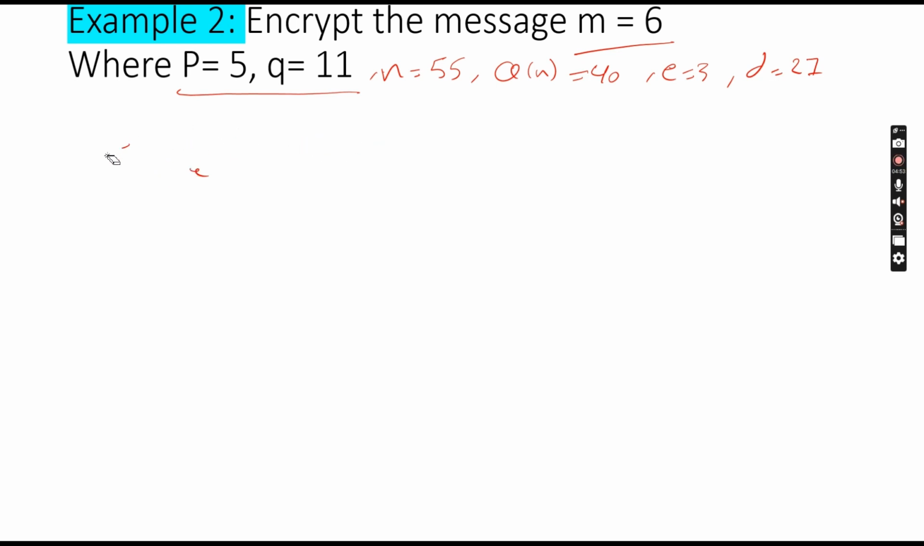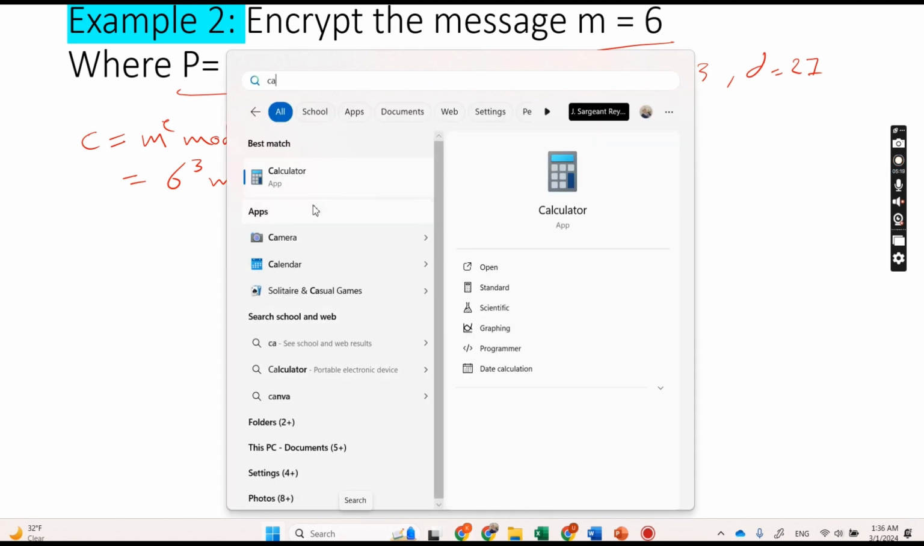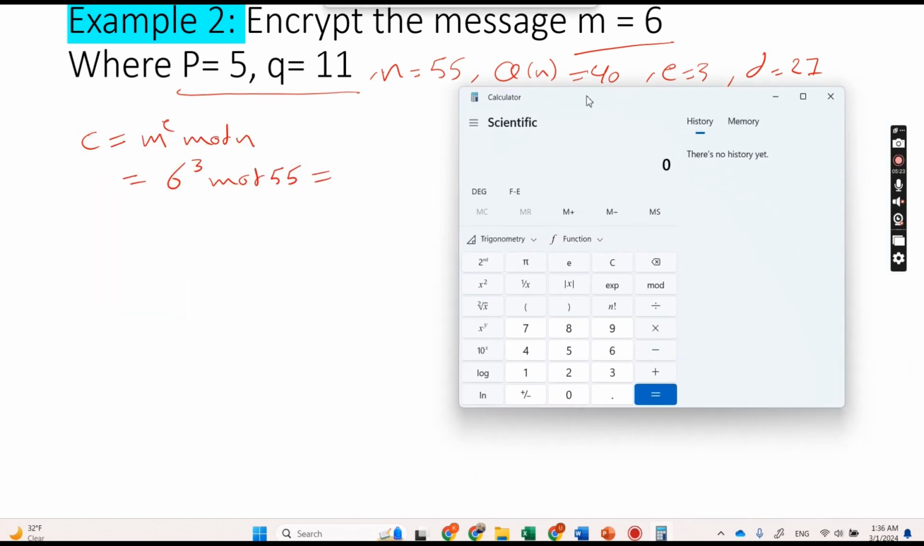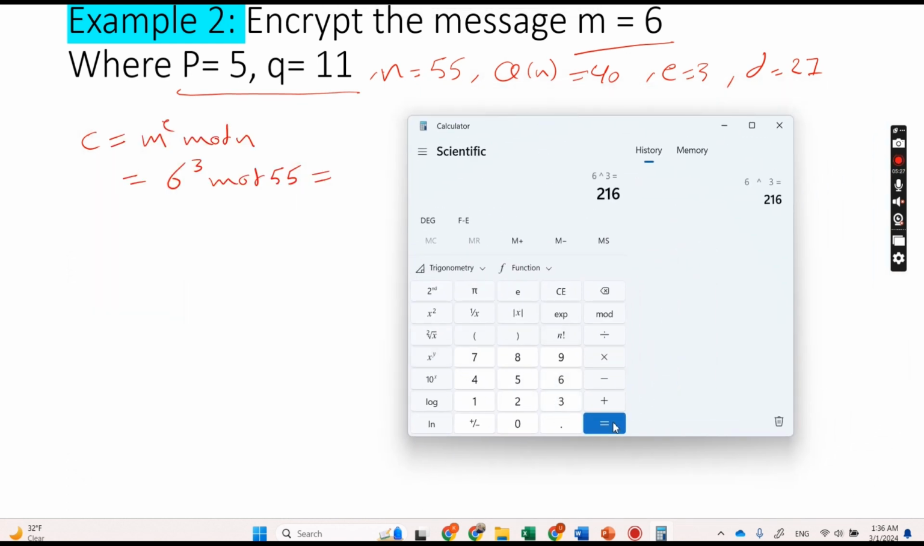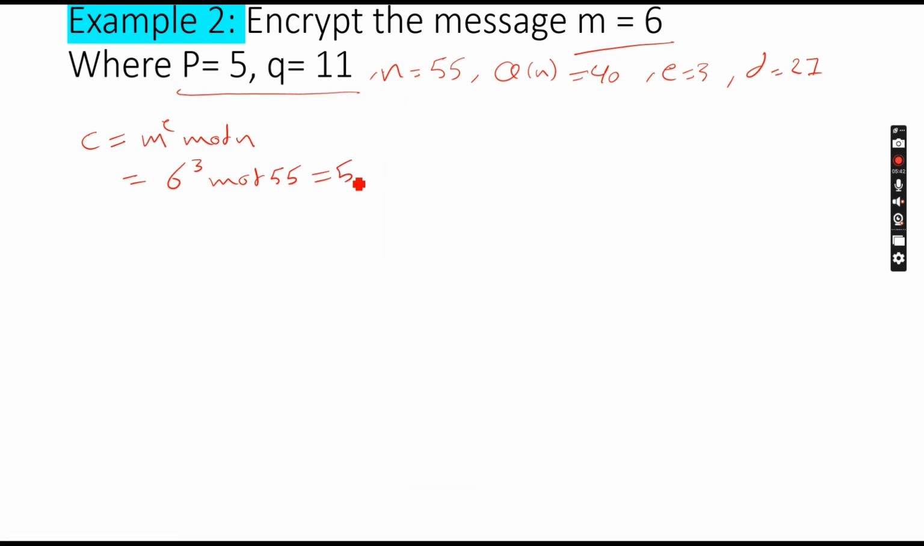So M is 6. The ciphertext will equal what? M to the power E mod N, where M is 6, E is 3, mod 55. Let's calculate this. Calculator. 6 to the power 3 is 216, divided by 55, minus 3, multiplied by 55. So the answer is 51. This is the ciphertext.